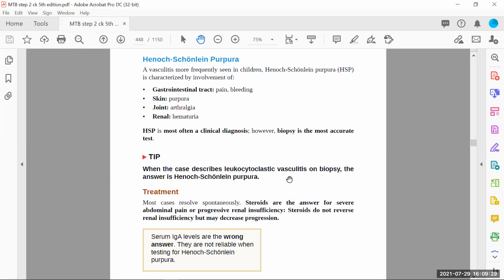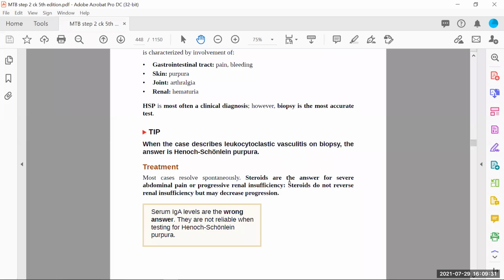Most cases resolve spontaneously. Steroids are the answer for severe abdominal pain. So most of the time we don't do anything. It will go away by itself. Whatever the collection is there, it can be easily removed with the help of macrophages and neutrophils. But sometimes we may need to give steroids as an anti-inflammatory, for severe abdominal pain or progressive renal insufficiency. So if there is too much involvement of the kidney or the GI system, then only we can think about giving steroids.